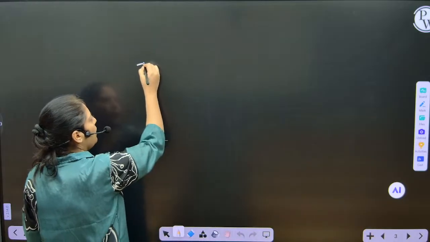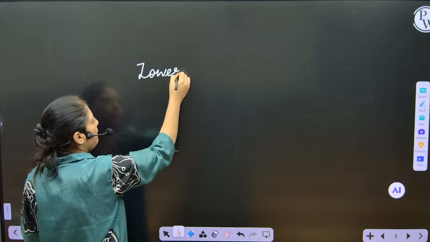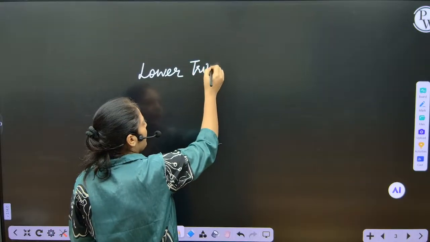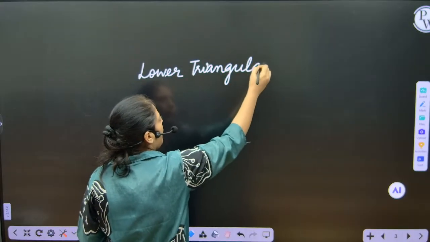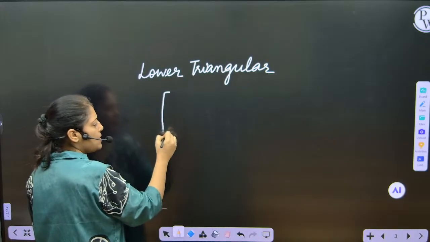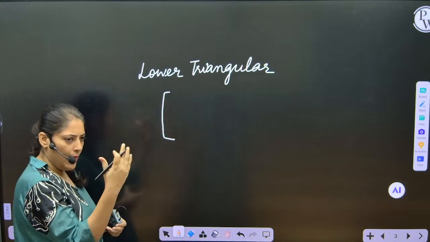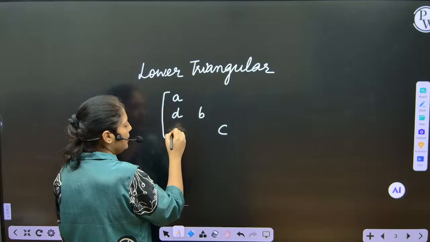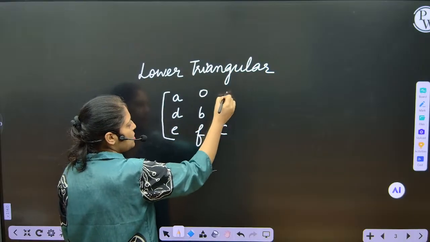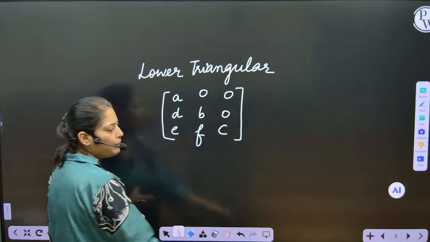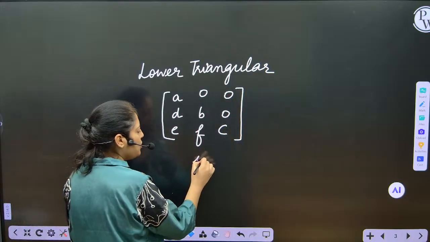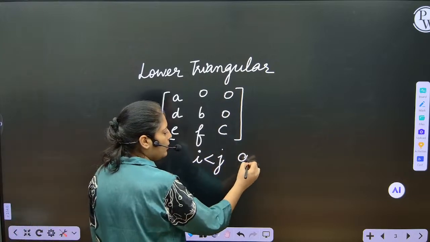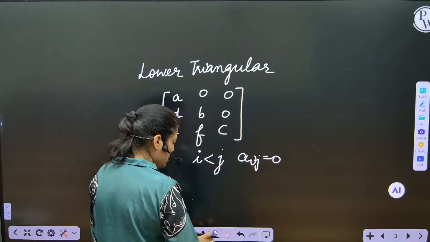Similarly, if I talk about a lower triangular matrix, the name is already there. So the lower elements will be there. Suppose I write A, B, C, D, E, F, but the upper elements will be zeros. Here the condition is j should be greater than i, then Aij equals 0.